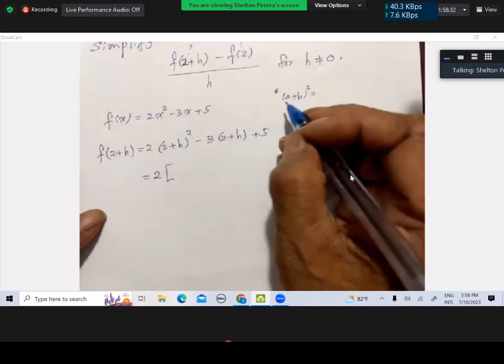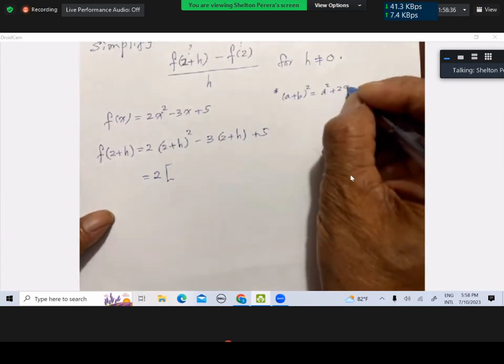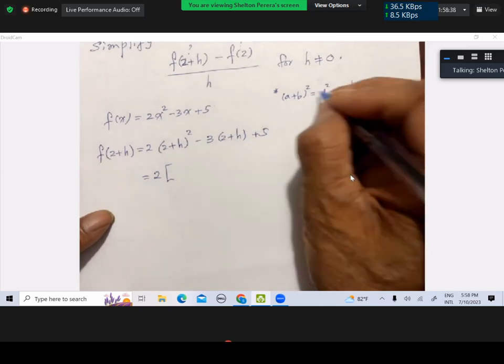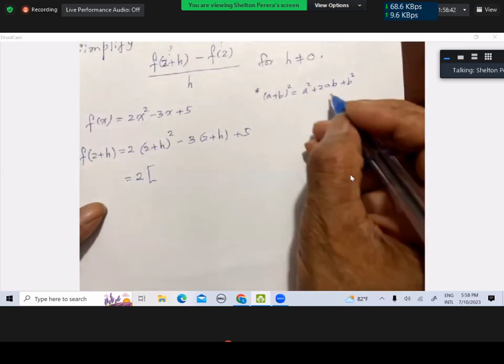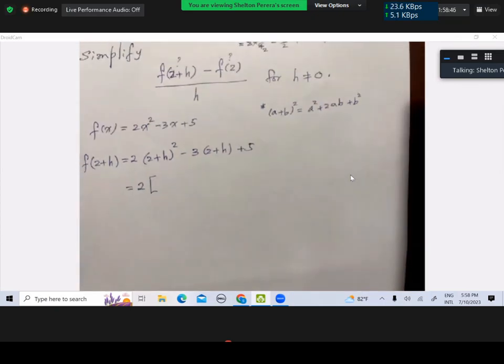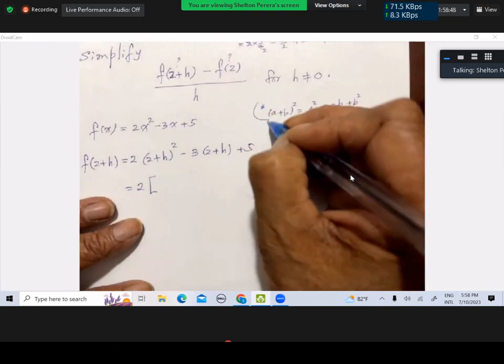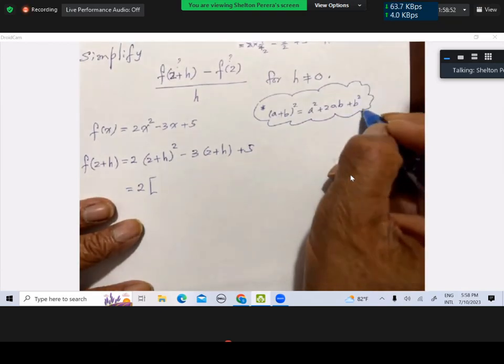(a plus b) squared is a squared plus 2 times ab, twice the product of the two terms, plus b squared. If it is minus here, the middle term is minus. The expansion of (a plus b) squared is not equal to a squared plus b squared.